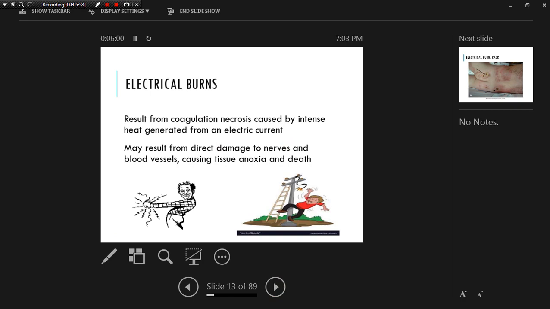So electrical burns can result from the coagulation necrosis caused by the intense heat generated from an electrical current. So it may result from the direct damage to nerves and vessels that cause tissue anoxia and death.